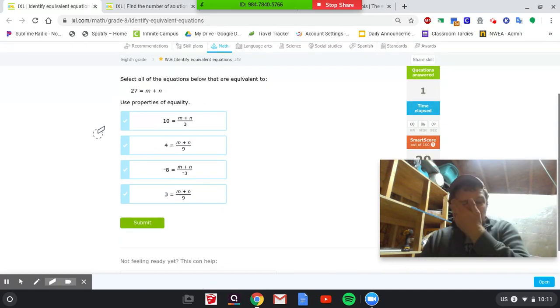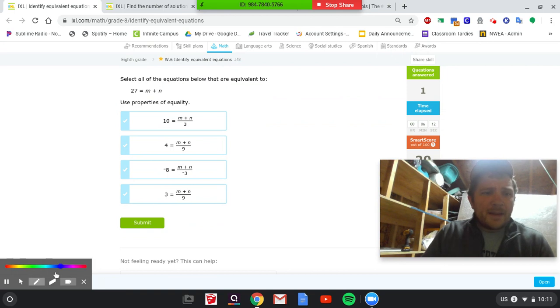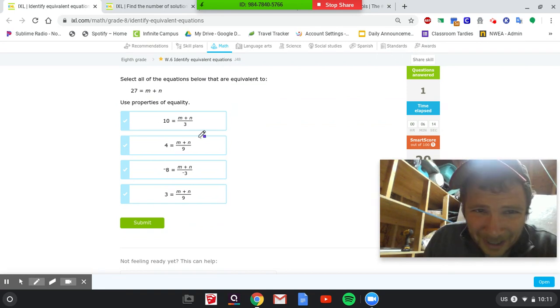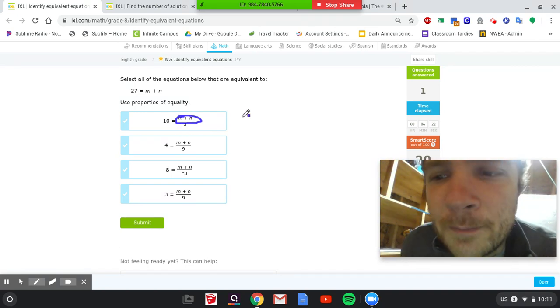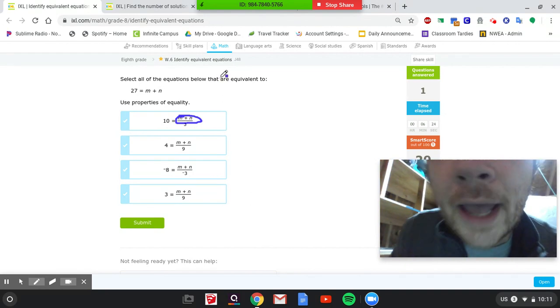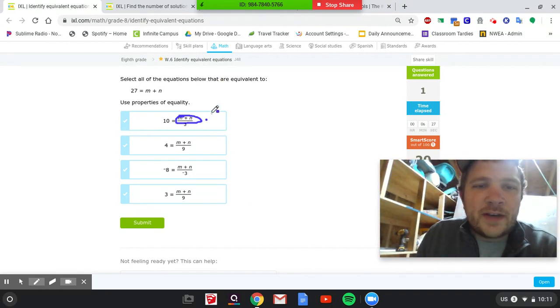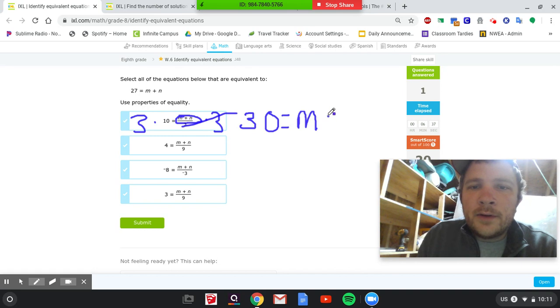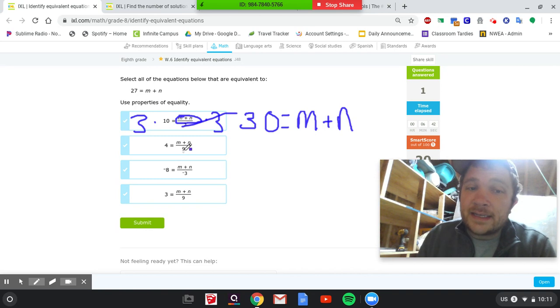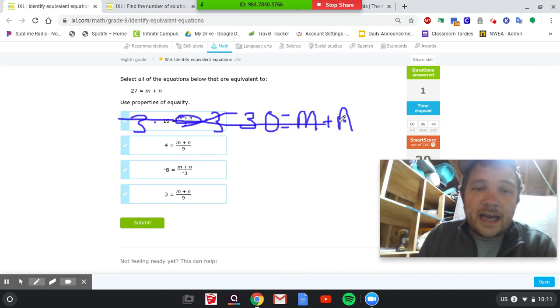All right. Now this one's a little tougher because we got a fraction, but don't let that scare you. To get our m plus n by itself, you have to get rid of the fraction by multiplying. Remember, fractions are just unfinished division. So we'll multiply both sides by 3. That will cross that out, and that will give me 30 is equal to m plus n. Remember, if they're down at the bottom, that means to get rid of it, you got to multiply. So this is not a solution.